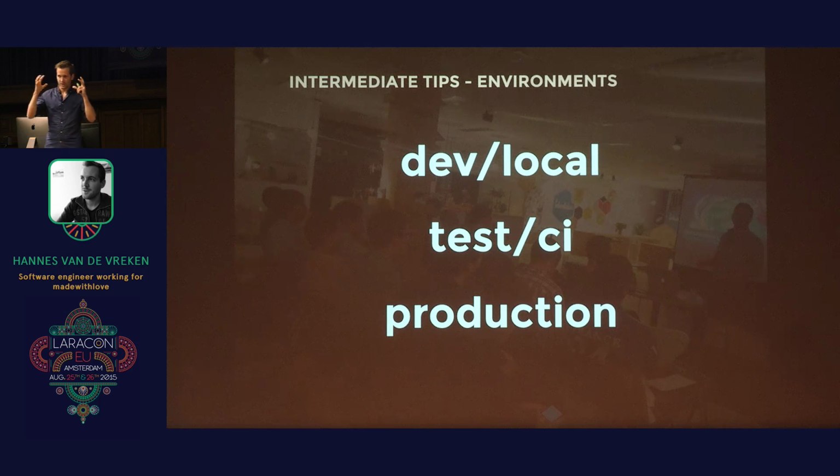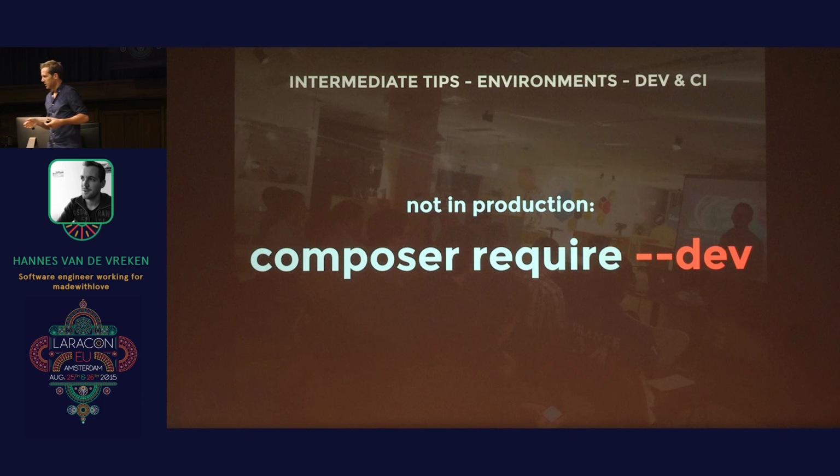Once you get that idea of multiple environments for your package, you can define some environment-specific variables or tools. For example, if you have a dependency for your package, like I want some test suite or I want some profiling on my package or my code, I want to install it locally and in CI, but not in production. So that's why there's a composer require --dev flag.